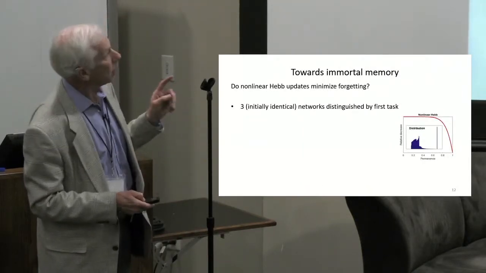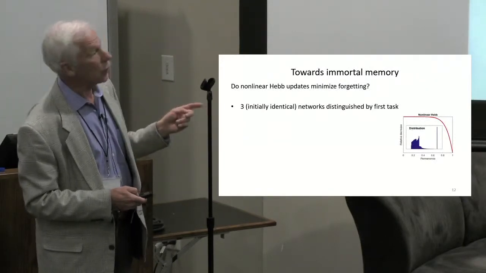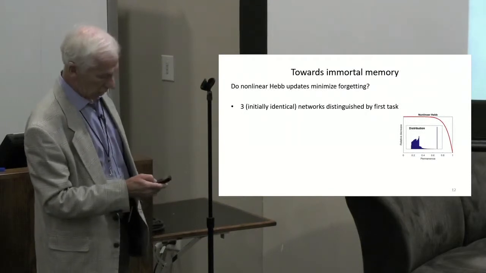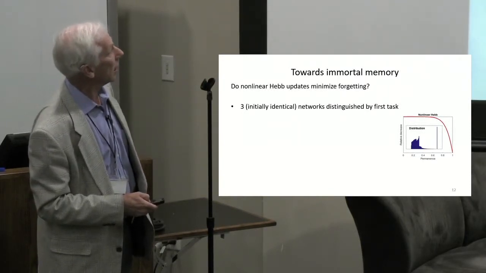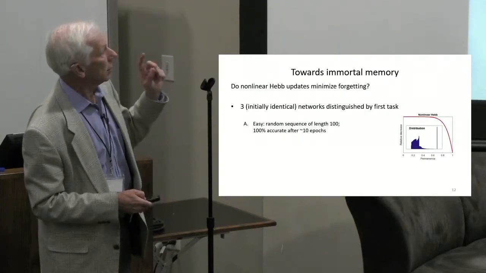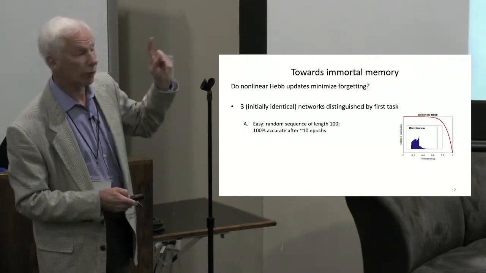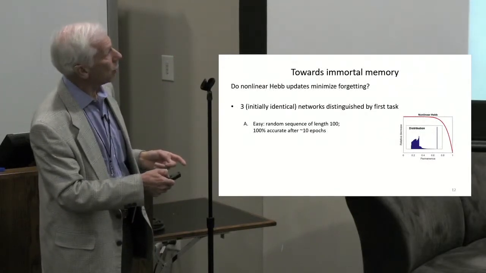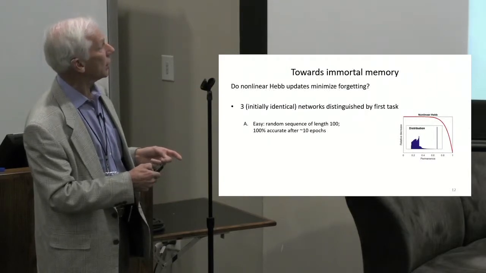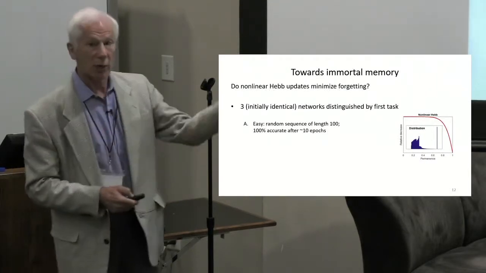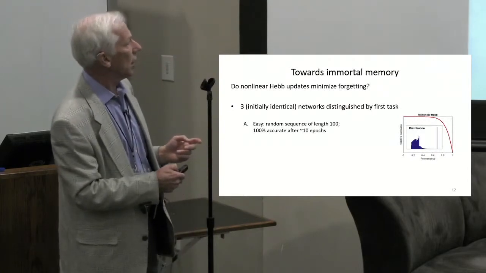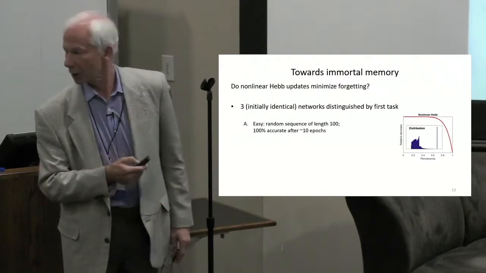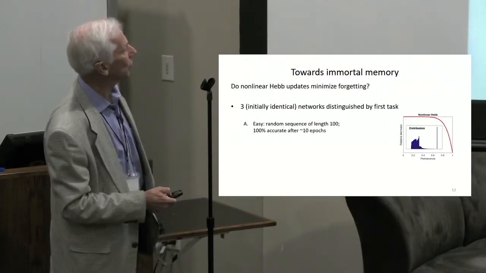So I'm now going to talk about retention of memories using this algorithmic trick of reducing the decrements in anti-Heb. So I'm going to make 3 networks. Each of them is going to start with a different task. So these networks are distinguished by what they learn first. One network has an easy task, a random sequence of length 100, and it gets 100% accuracy after 10 epochs. It says my time is up, but I'm going to use a few more minutes to go through this.